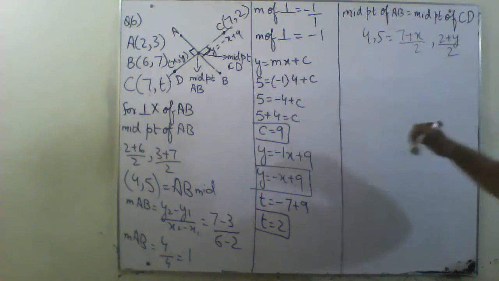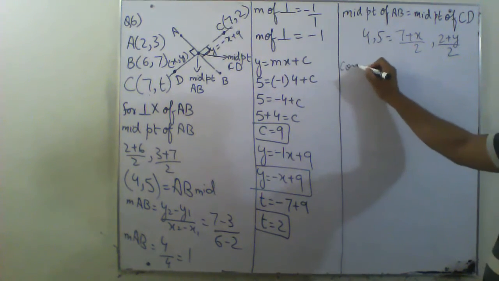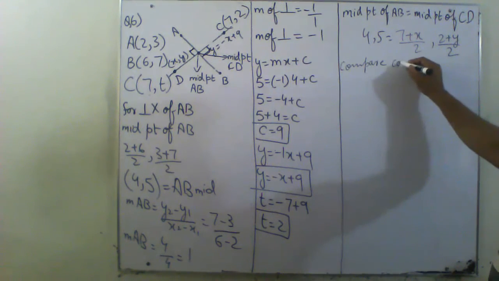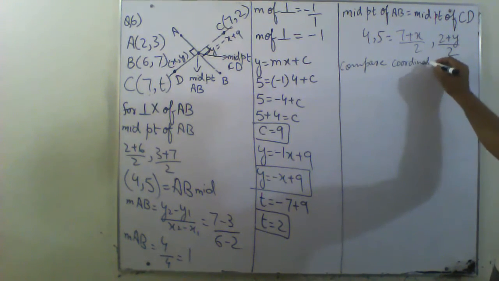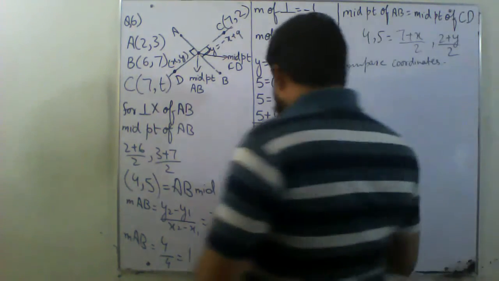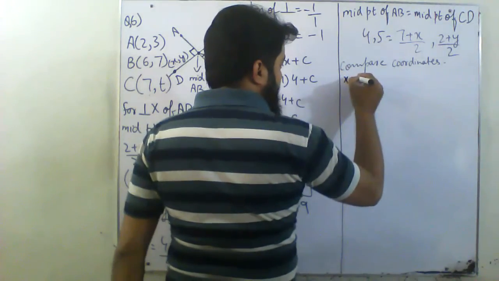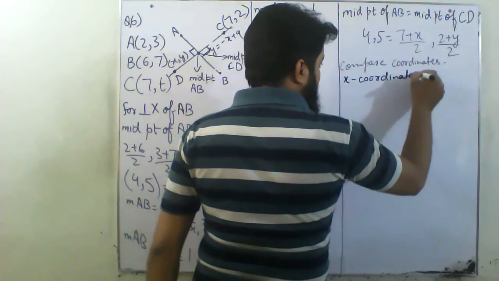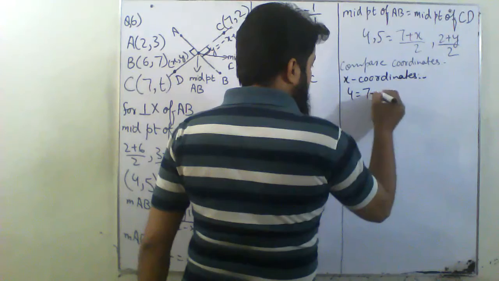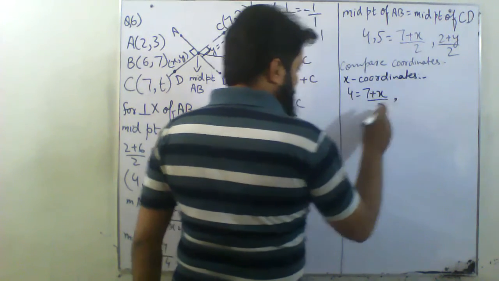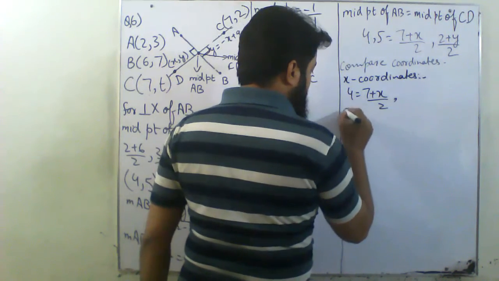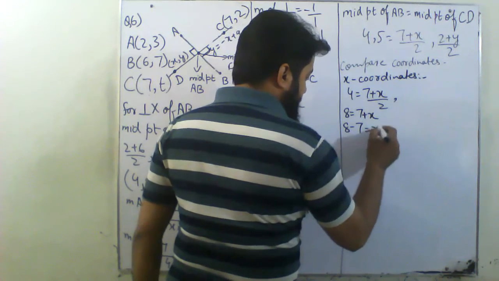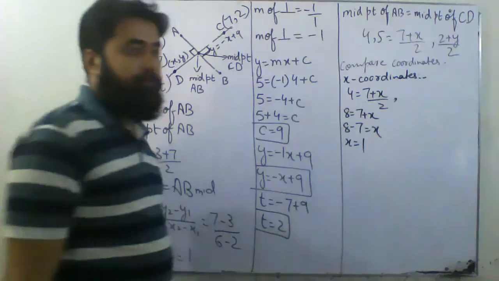That is the x coordinate of the midpoint and the y coordinate of the midpoint for AB, and the same for CD. Now what will I do? We will compare the coordinates. How? First of all, the x coordinates comparison will be done. So 4 equals (7 plus x) over 2. 2 shifted over here, 8 equals 7 plus x. 8 minus 7 equals x. The value of x is coming 1.